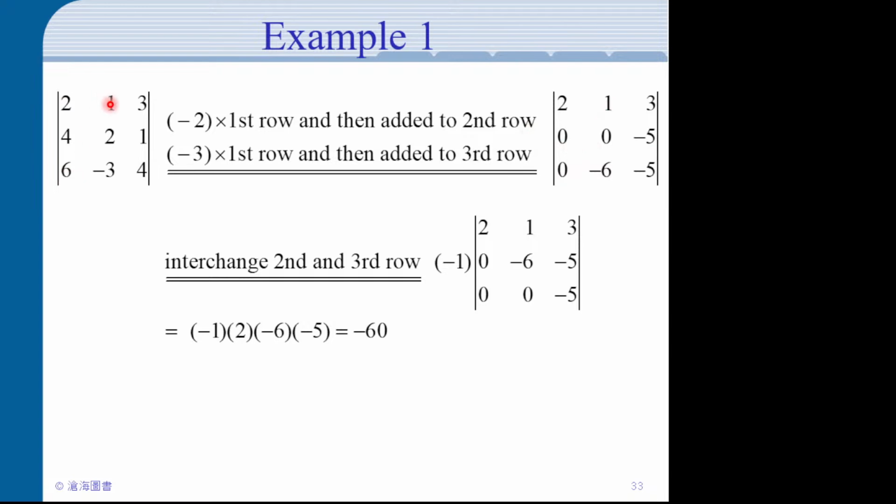And -3, so it's -6, and it's extra -5, -5. And then we see a 1 here, then we want to make this 6 up here, so we exchange those two rows, then we get a -1, and then we see that we are already in triangular form, so it's just this 2 times -6 times -5, and then times the -1, so that's our determinant. Okay. Any question?